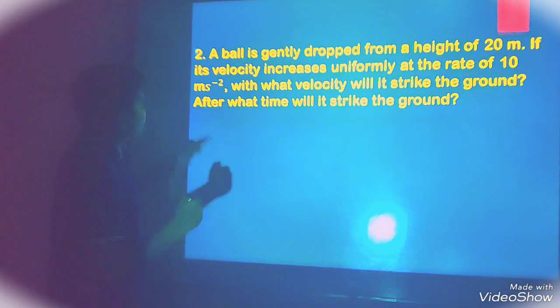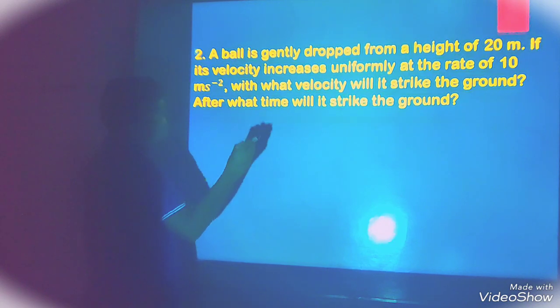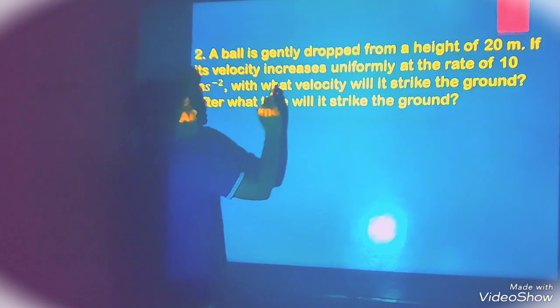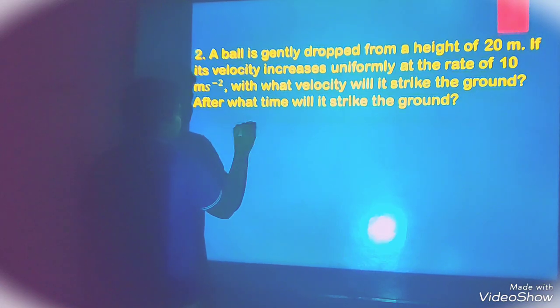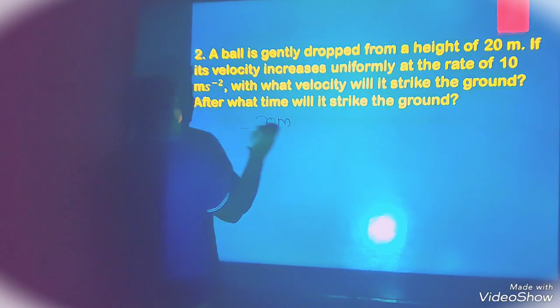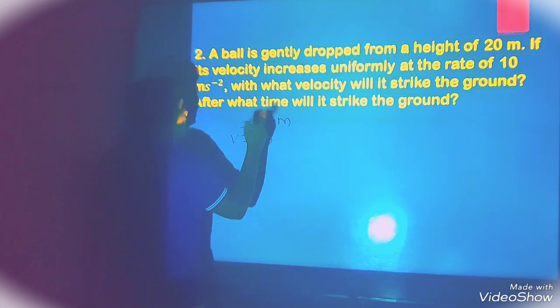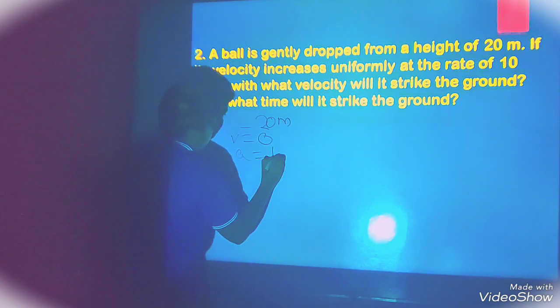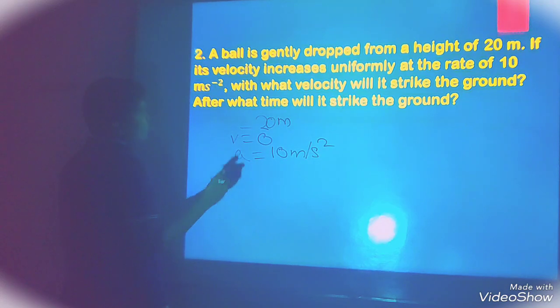And we will move on to the second question. In this question, a ball is steadily dropped from a height of 20 meters. If its velocity increases uniformly at a rate of 10 meters per second squared, with what velocity will it strike the ground? After what time will it strike the ground? So in this question, the final velocity and the time are asked. The given information is s, which is distance, equal to 20 meters, and initial velocity is 0 because it is dropped, and the acceleration is 10 meters per second squared. So here we can use the formula v² = u² + 2as.